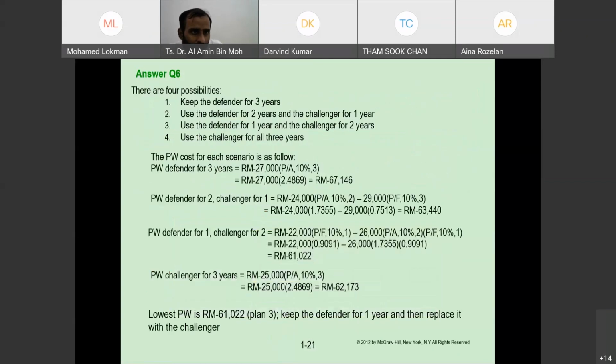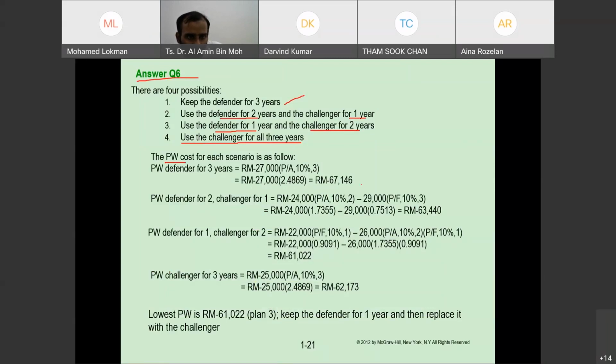Okay, so I give a detailed answer for this question. So you can keep the defender for 3 years, or you can use the defender for 2 years and then challenger for 1 year, or defender for 1 year and challenger for 2 years, or you can just use challenger for all 3 years. Replace it now. Okay, so these are the 4 possibilities, and in this example, it's showing to calculate this using PW, right.